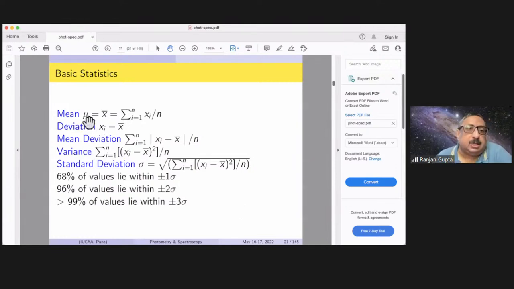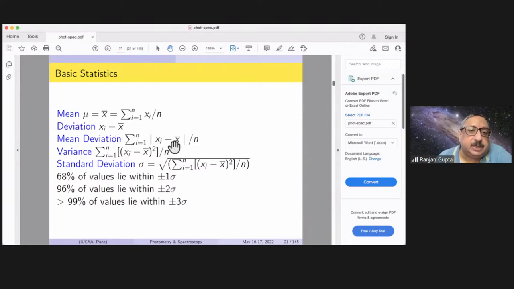What is shown here is the mean. Suppose you have an audience now, right now, let's see what is the audience. It's almost, I don't know, more than 300 plus. So if you just see the height of all the people in the audience and take a mean of that, where n is this number of more than 300, you will get a mean. And each person from the audience will be deviating from this number, which is xi minus x bar.